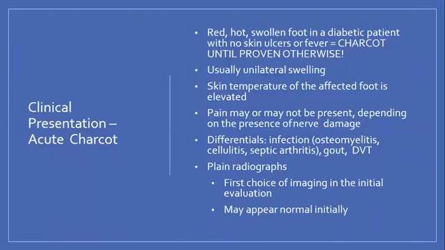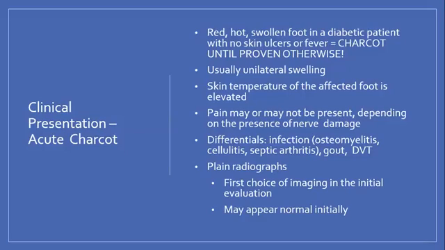Charcot will clinically present acutely as a red hot swollen foot in a diabetic patient. And if this patient has no skin ulcers or fever, you are to think Charcot until proven otherwise. There's usually unilateral swelling. Skin temperature of the affected foot is elevated. Pain may or may not be present depending on the presence of nerve damage. Important differentials are infection, including osteomyelitis, cellulitis, septic arthritis, gout, and DVT.